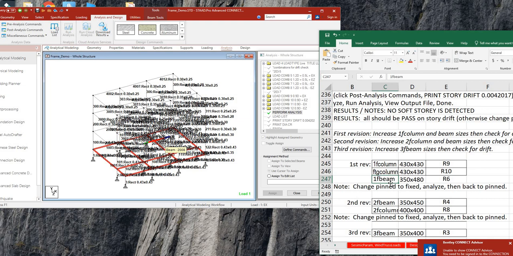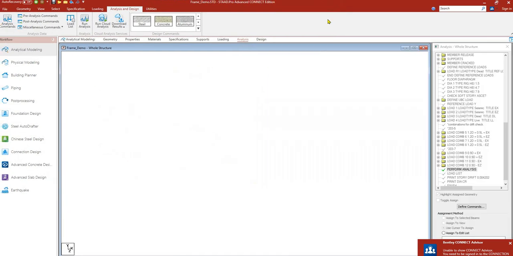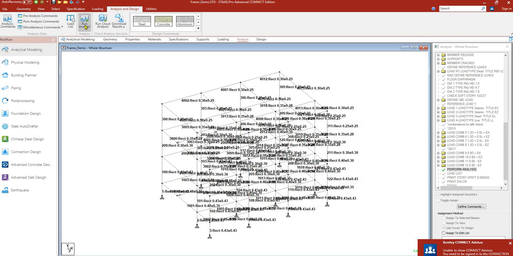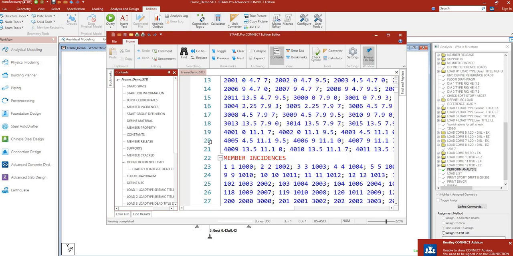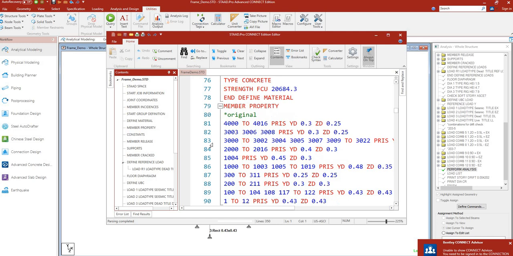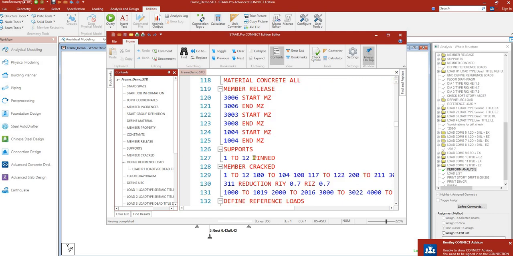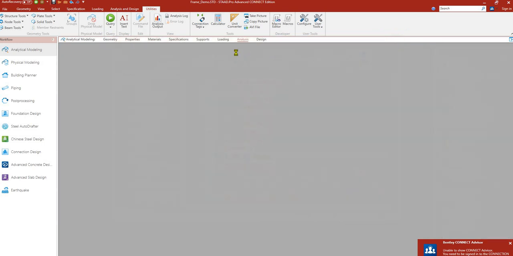But now let's change pin to fix and see the effects. Okay? Meron lang akong ipapakita rito. So sa utilities, papalitan natin yung supports. Remember, papalitan natin yung supports from pin to fixed. Sa command file, dito na ako magpapalit. Ayan, 1 to 12. Change this to fixed. Then analyze, pakita ko lang yung effect.